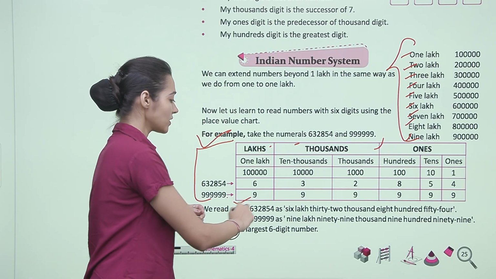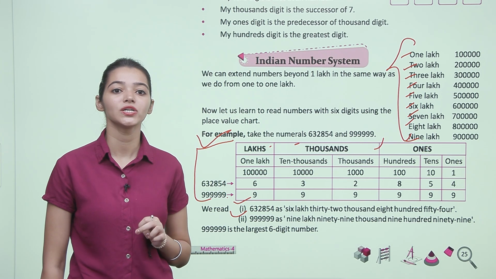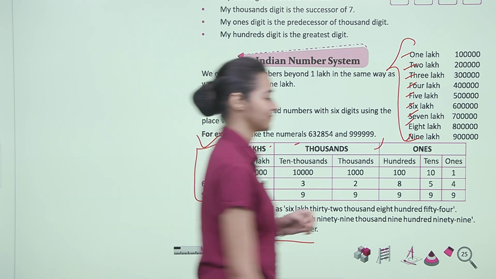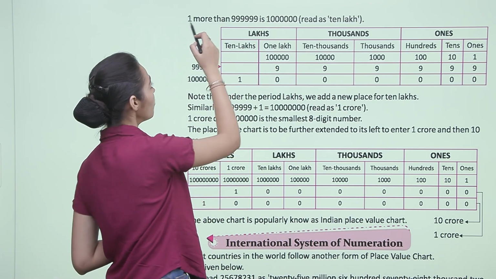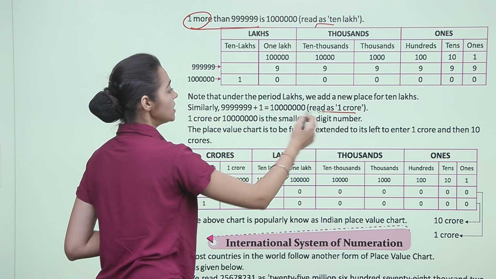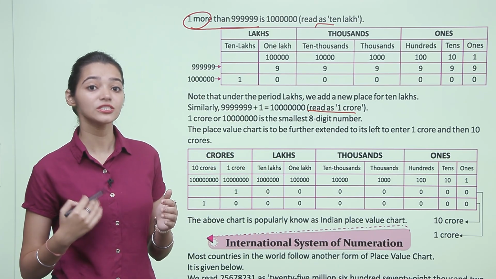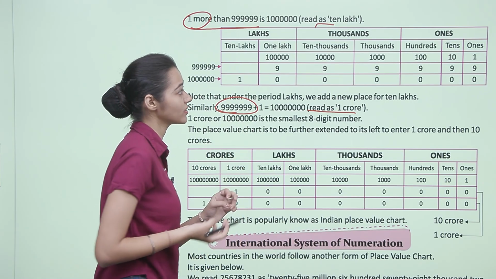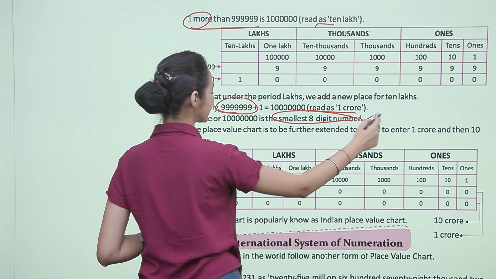Now we can read it as 6,32,854, and the next one is 9,99,999, which is our largest 6-digit number. One more than this largest 6-digit number is 10 lakh, which is our 7-digit number. When we add 99,99,999 plus 1, it is read as 1 crore, which is our smallest 8-digit number.